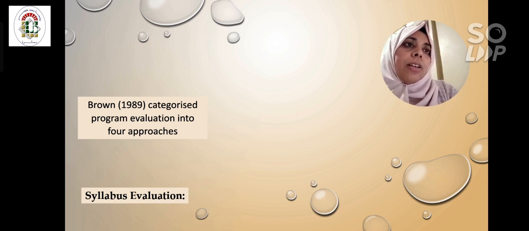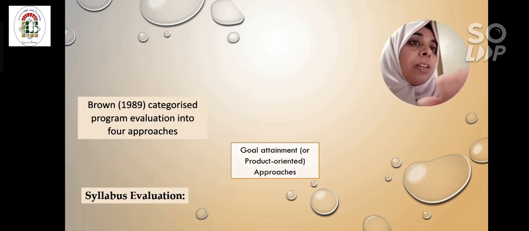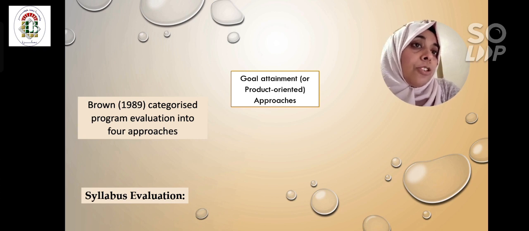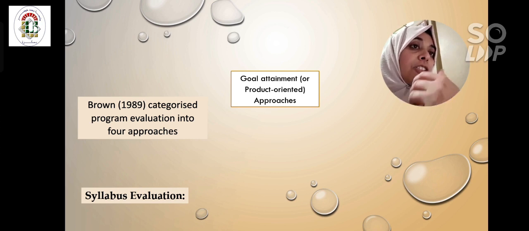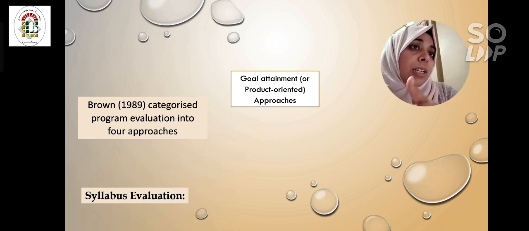So the program evaluation, here we talk about the syllabus or the curriculum. The first one is the goal attainment, or product-oriented approach. Okay, a goal attainment. So have we attained this goal? Is it achieved well? Does it need to be revised? Is it effective, not effective? All of these things should be taken into account. So the evaluation of the program can be based on the goal attainment.